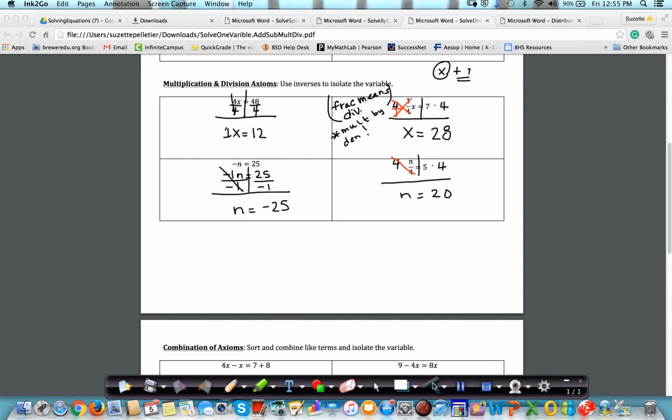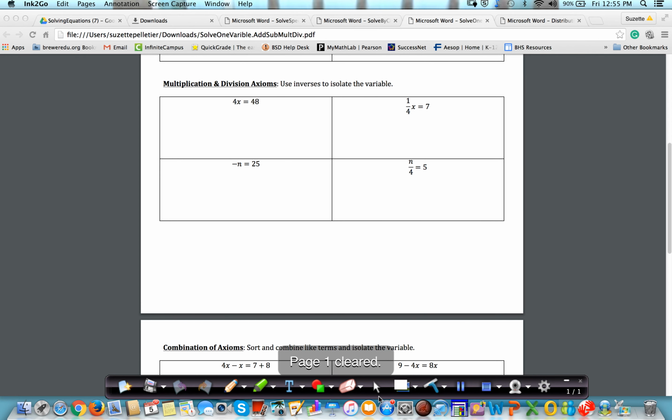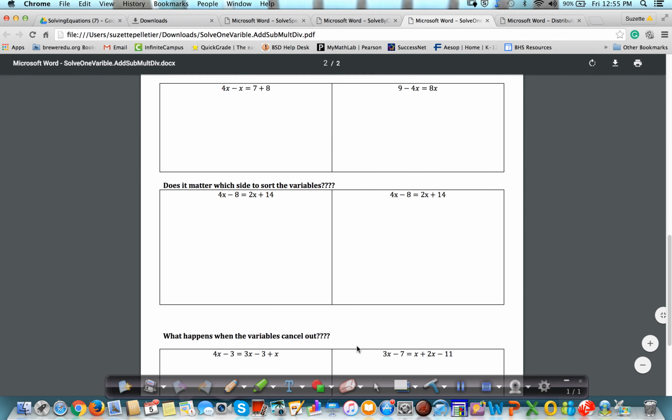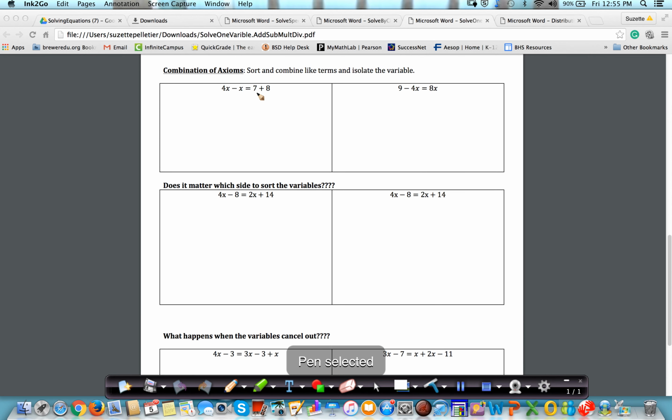And now if you go to the next page, we're going to do combinations. So we're going to do more than one thing at a time. Maybe not at a time, but in order. We need to do more than one thing. So let's look at this first example. Sort means to gather up all of your like terms together, combine them, and then isolate your variables. So there's kind of 3 things to do here.